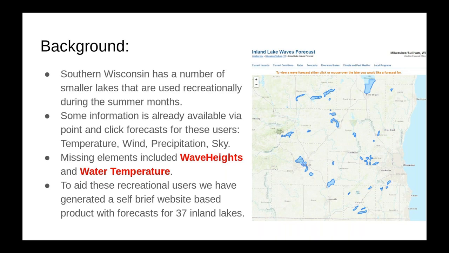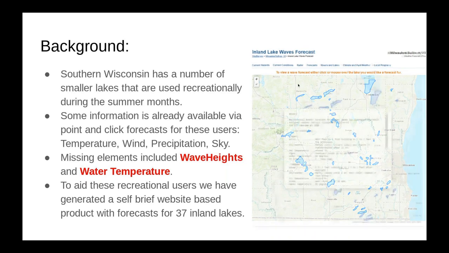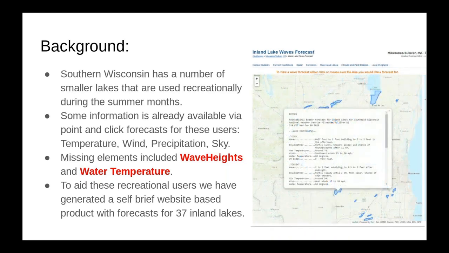You might ask why I'm creating a text product for all of these inland lakes when a lot of this information may already be available on the point and click, like temperature, wind, precipitation, sky, and all that. While it is available, it's not nicely organized, and the point and click is missing a couple of the most useful elements: wave heights and water temperature. So that's why I thought this would be a good product.